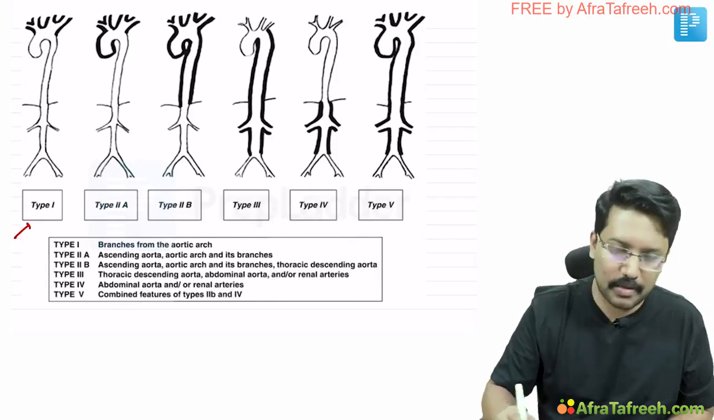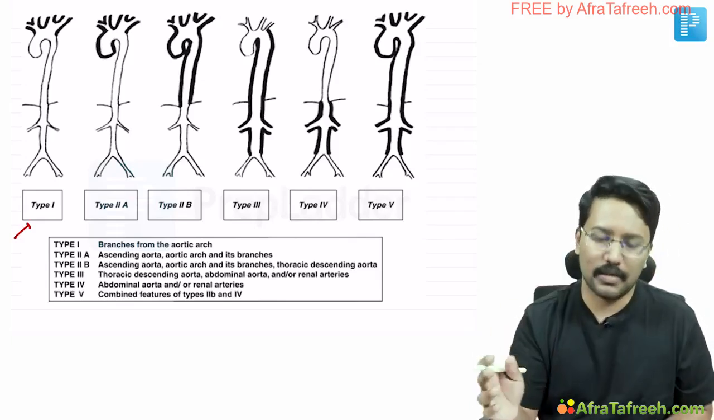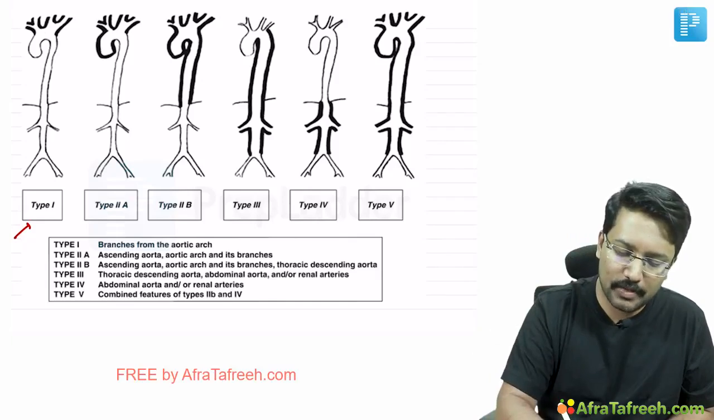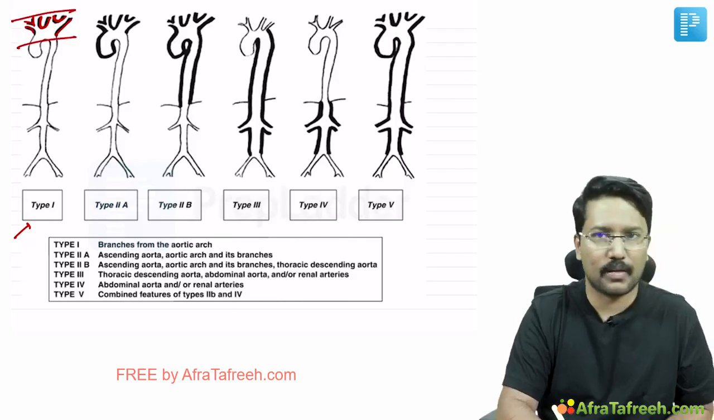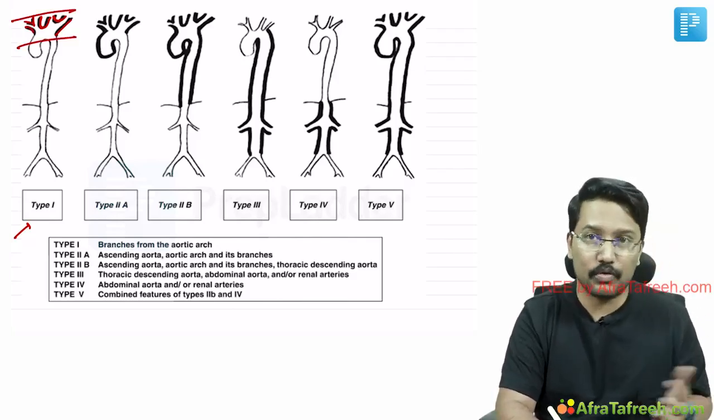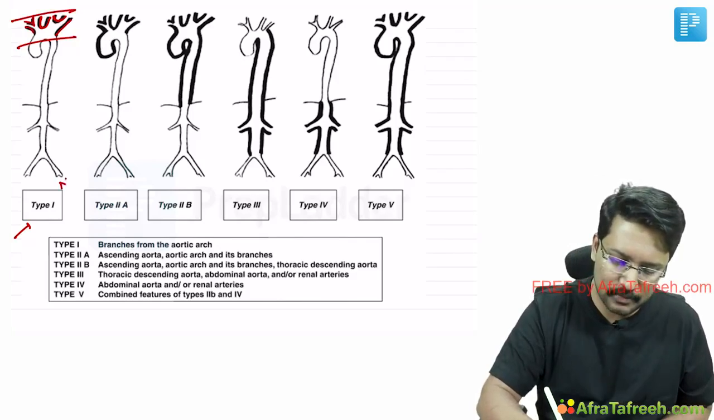So what is happening in type 1? Type 1 is where there is involvement of the arch of aorta or its branches, right? Arch of aorta or its branches. So that means type 1 is the most common type, right? This is the most common type.